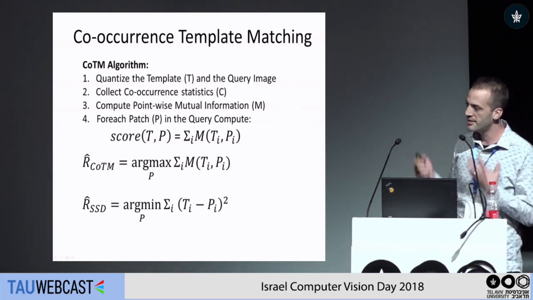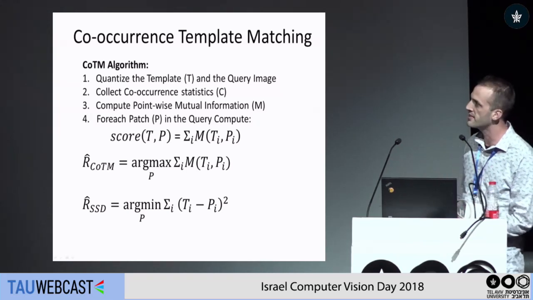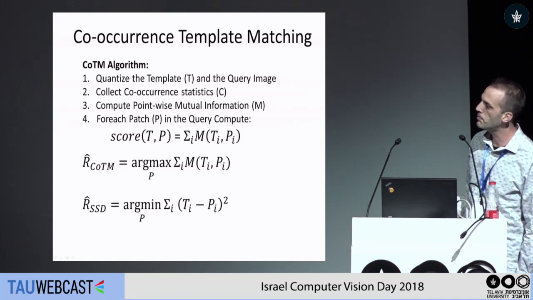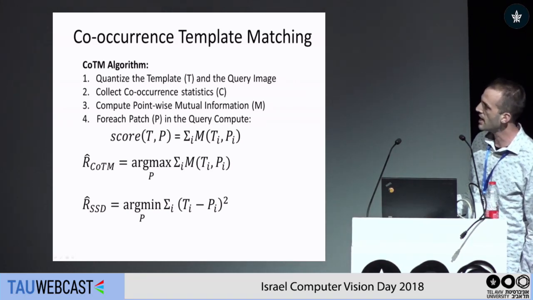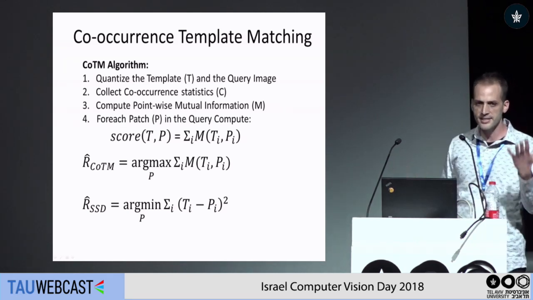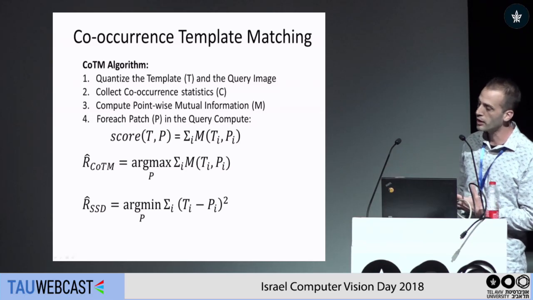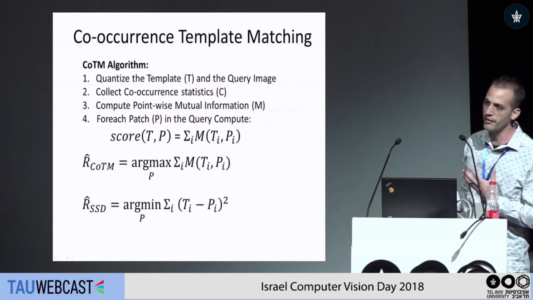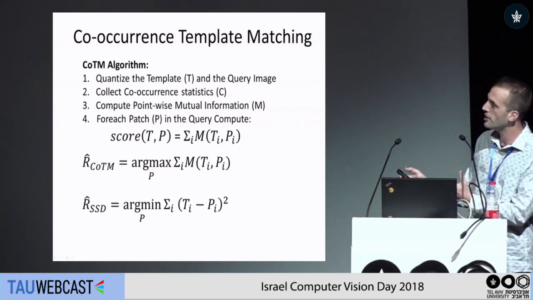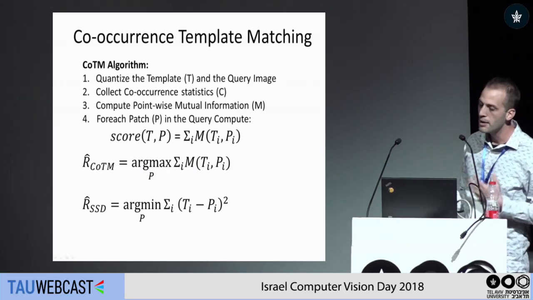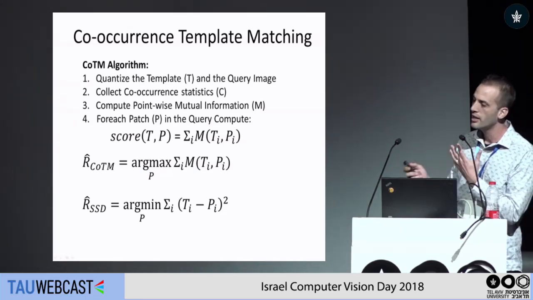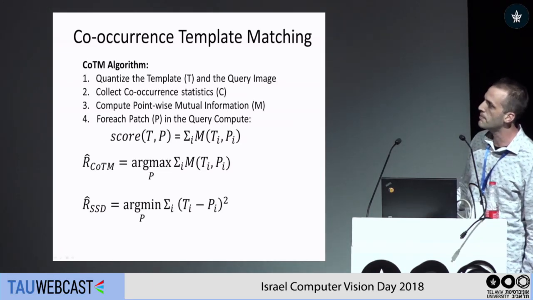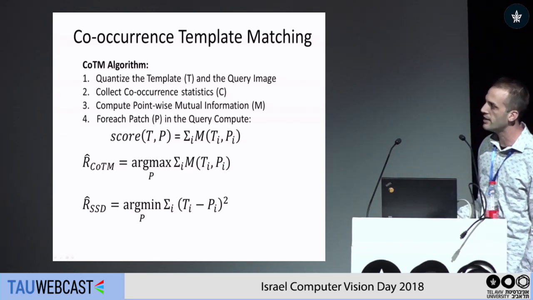If we want to understand the main difference between SSD and co-occurrence template matching, it's within those two equations. You see, SSD reports the patch that minimizes the sum of square differences. It means that it takes the template and the patch from the query image, it takes corresponding pixels, and it computes the color differences. Whereas co-occurrence template matching uses the PMI matrix, meaning the probability that those two colors appear one by the other in the image, regardless of their color difference, and it sums them up. So that's the main difference between us and SSD.